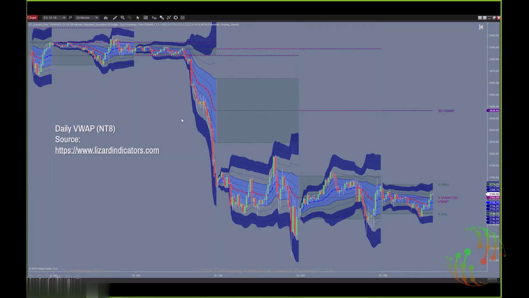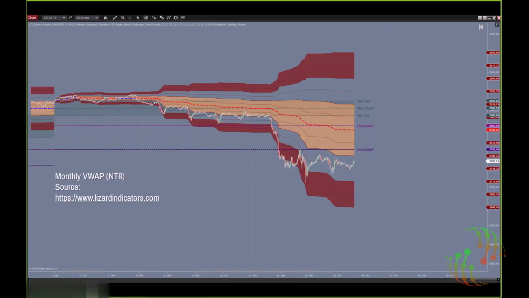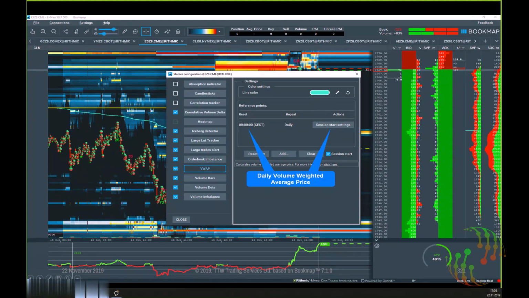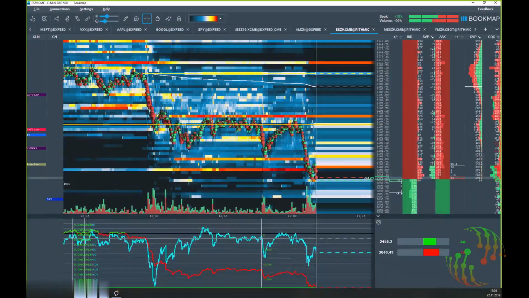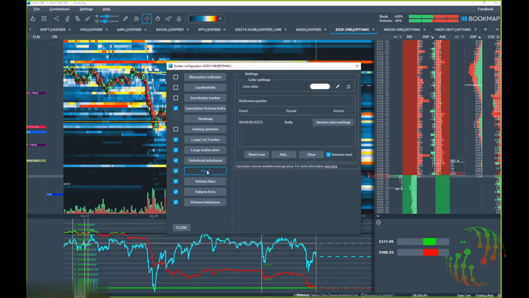That's the daily VWAP. I'm using the indicators from lizardindicator.com for NinjaTrader. I'm sure every single charting system has its own VWAP. Then we have the weekly VWAP, the monthly, and time-weighted average price. When you go into your Bookmap copy, you will find the VWAP settings in the studies configuration.